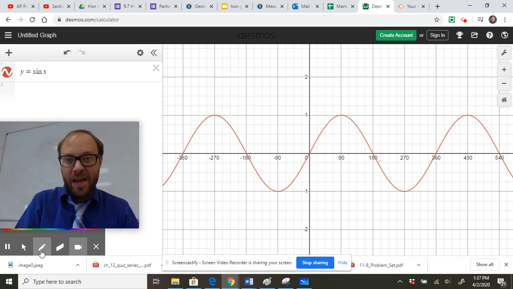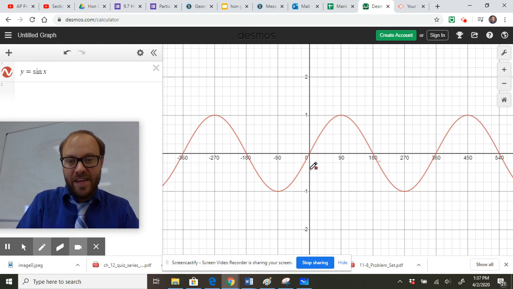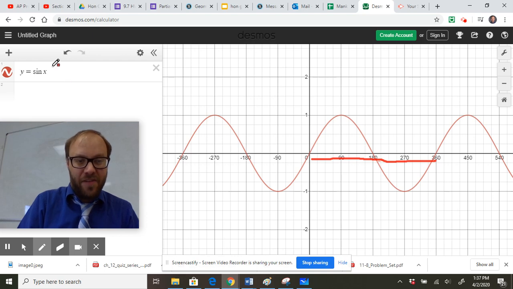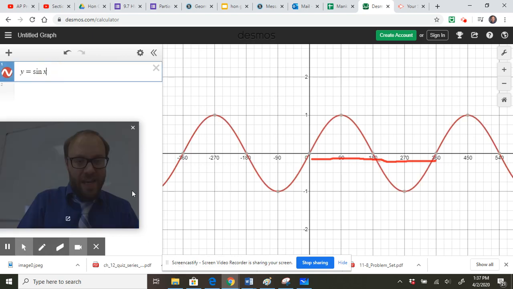The period is the amount of time or the distance basically that it takes for the graph to go through one complete cycle. Notice for the sine function, the period is going to be 360 degrees or 2 pi radians. That's how often it repeats. Anyway, those are the basics about the sine function. Let's take a look at the cosine function.